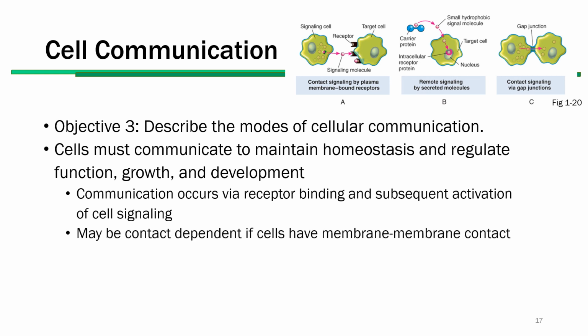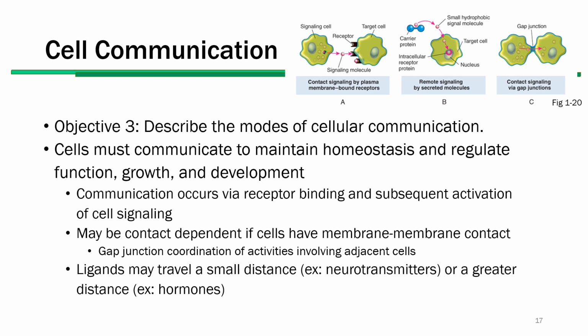It may be contact dependent if the cells have membrane-membrane contact, like through a gap junction. So the gap junction may coordinate activities involving adjacent cells. Or ligands may travel a small distance, like neurotransmitters, or a greater distance, for example, hormones.